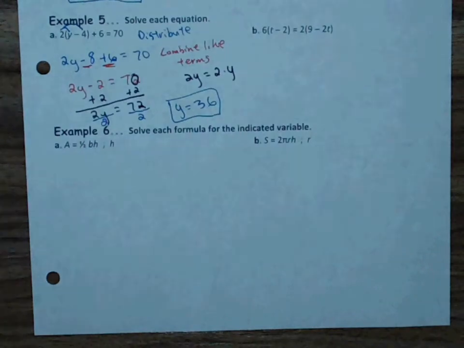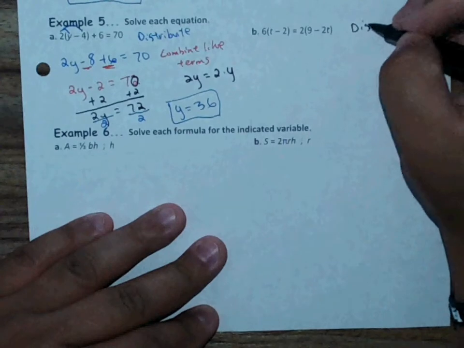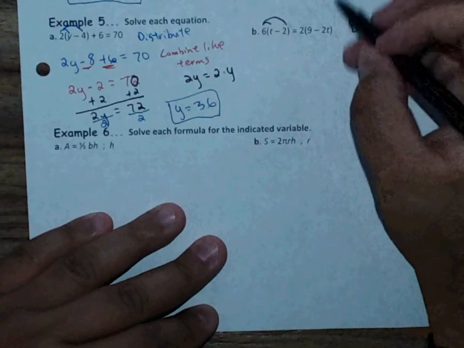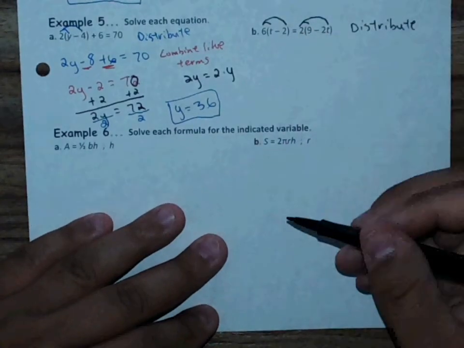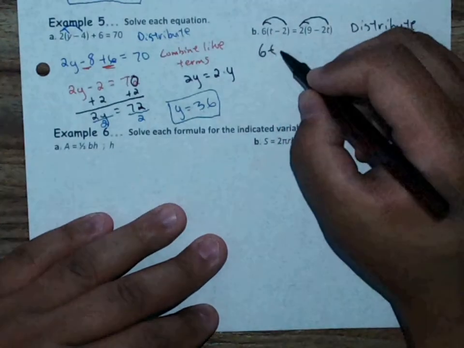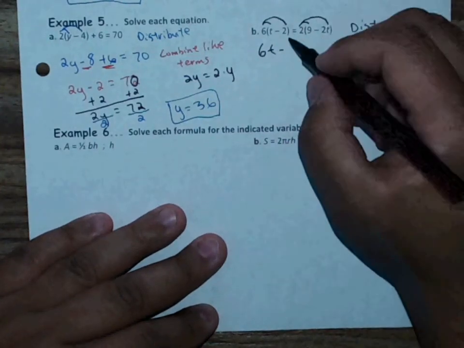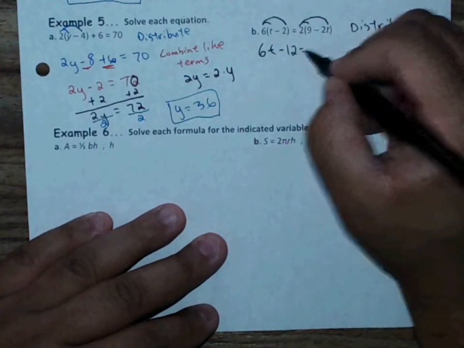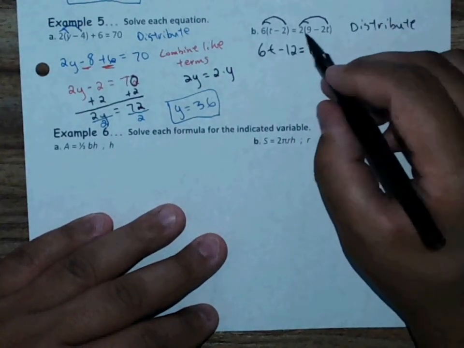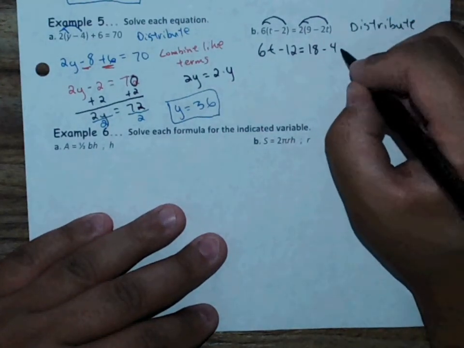5B is just like 5A, except I have to distribute on both sides. So I'm going to distribute my 6 and I'm going to distribute my 2. So 6 times t is 6t, minus 2. So 6 times negative 2 is negative 12, is equal to 2 times 9, which is 18, minus 2t. So 2 times 2 is 4, and that's going to be a minus 4t.